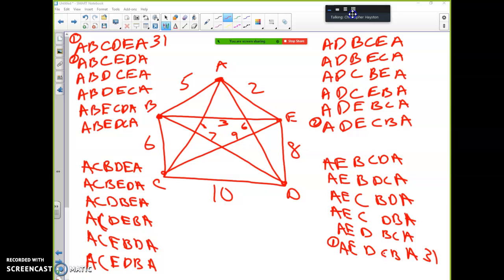So A to B is 5. B to C is 11. C to E is 9. So that's 20. E to D is 8. That's 28. And D to A is 6. So that's 34. So this second one is going to be 34.